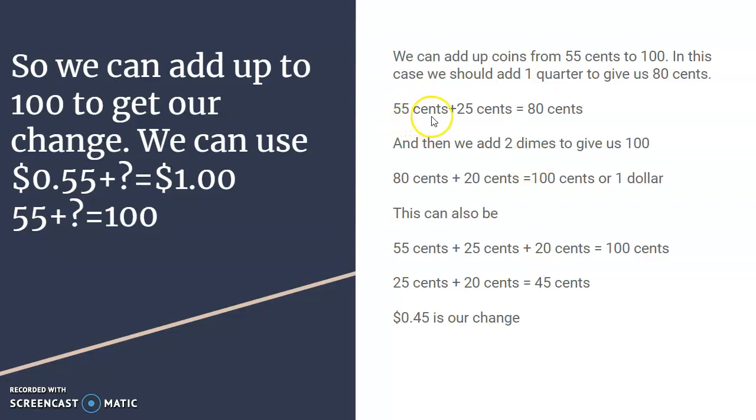So we would have 55 cents plus 25 cents equals 80 cents, and then 80 cents plus 20 cents equals 100 cents, or $1. We can also write it like this: 55 cents plus 25 cents plus 20 cents equals 100 cents, and 25 cents plus 20 cents equals 45 cents. So 45 cents plus 55 cents gives us that dollar, so 45 cents is our change.